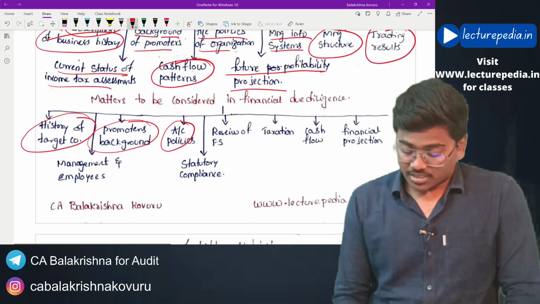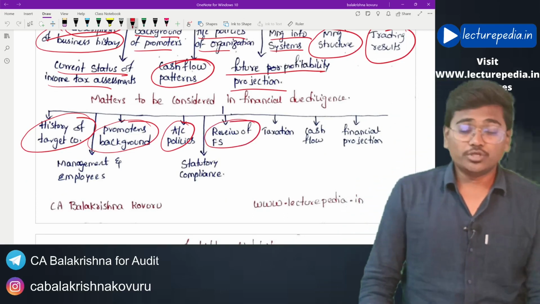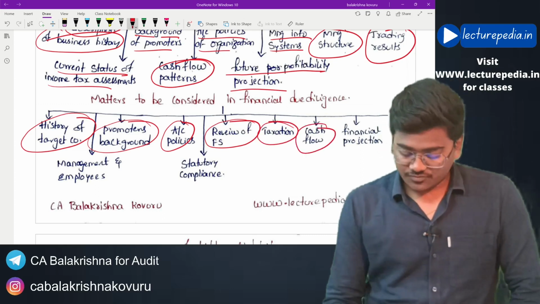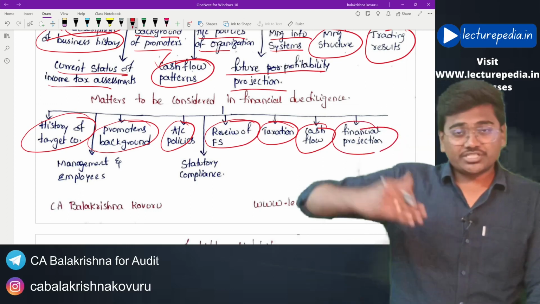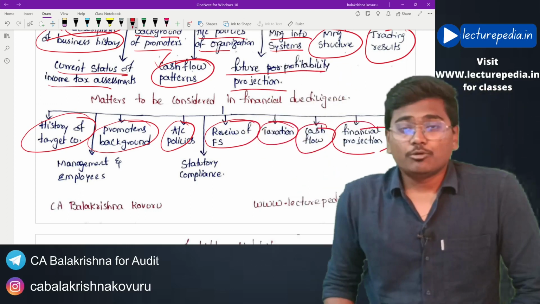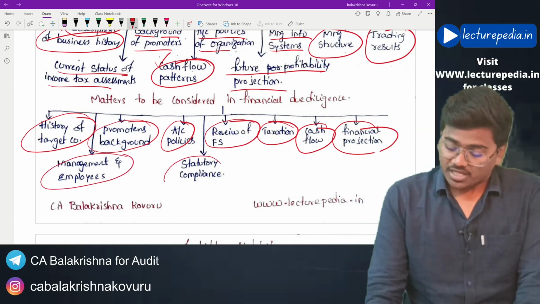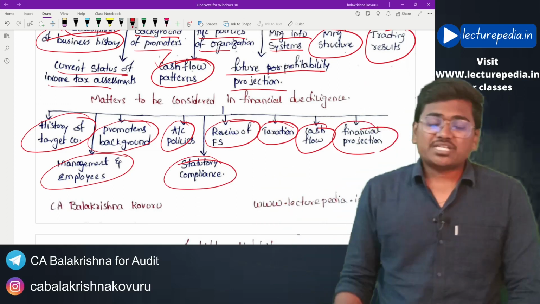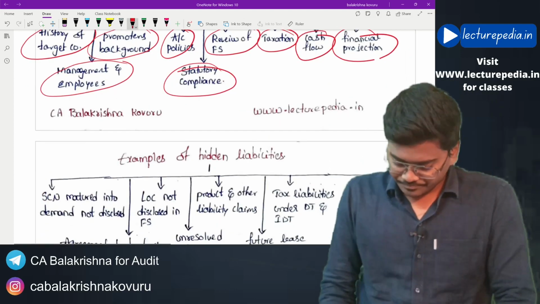And then in case of financial due diligence, financial statements will be reviewed, and taxation issues will be considered, and then cash flow issues, even here you have it, and then financial projection. Okay, what is the future profitability of the company, and management and employees, and finally statutory compliances. These aspects will be considered in case of financial due diligence.